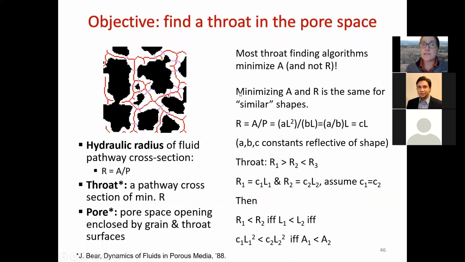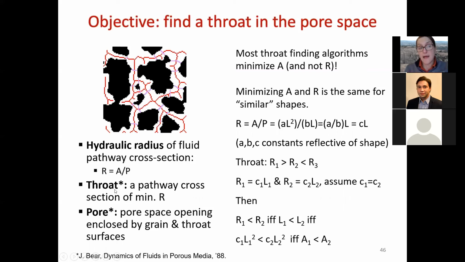Okay, so what is the idea? We kept talking about pores and pore throats, and it's a very good question, how do you define one? So I'm going to go to a classic text of Jacob Bear, Dynamics of Fluids in Porous Media. This is a classic textbook in hydrology, and that defines hydraulic radius of a fluid pathway. If you have a cross section of that pathway, its hydraulic radius is area divided by perimeter.